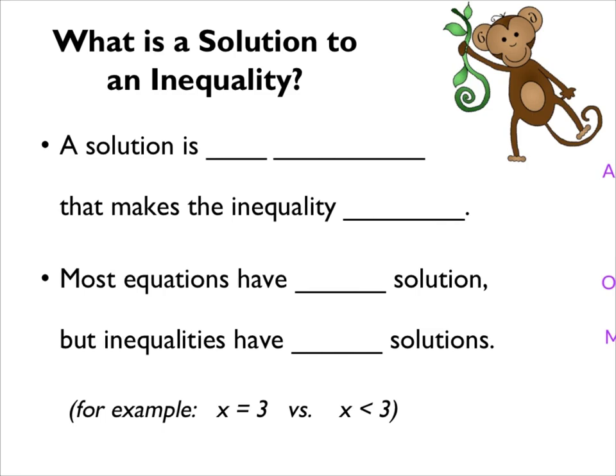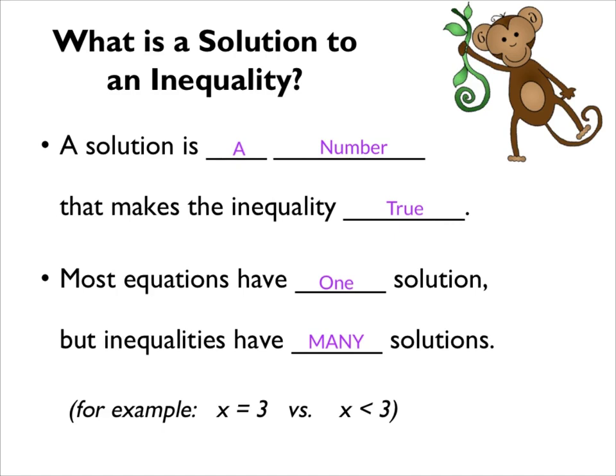Before we start finding solutions to inequalities, we need to know what a solution to an inequality is. There are two important things to remember. Number one, a solution is a number that makes an inequality true. Most equations have one solution, like x equals 3. But inequalities have many solutions, like x is less than 3, because in that scenario, any number less than 3 is a solution to an inequality.